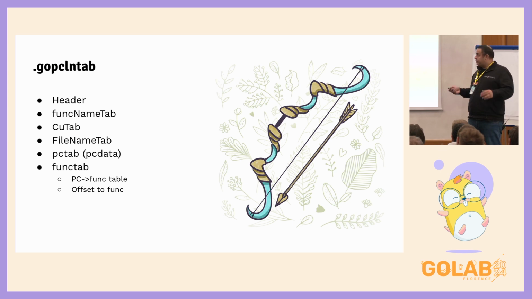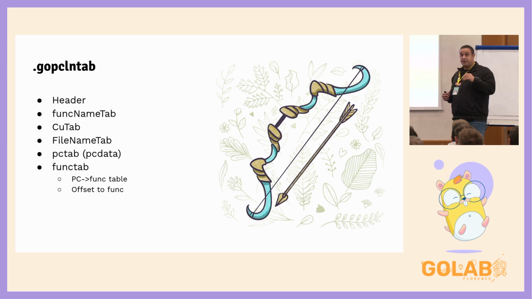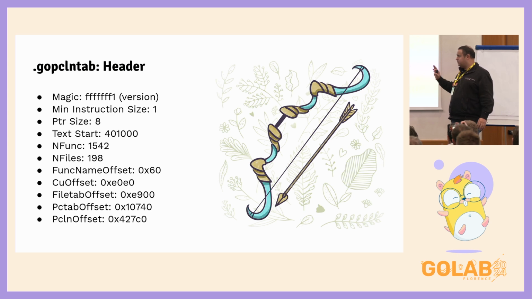The go pclntab is a structure that starts with a header. Then you have the func name table, a list of names of your functions. The CU tab, the compilation unit table, has a list of offsets to the file name table. We are going to see how the compilation unit tab is used later. Then the PC tab gives you information about specific program counters. So if this instruction, what's the line number, what's the file, things like that, is in the PC tab. And at the end, you have the func tab. That is a table where you have a list of PC to function, program counter to function information table, and the function information is right after the PC to function table. We are going to see all that in detail.